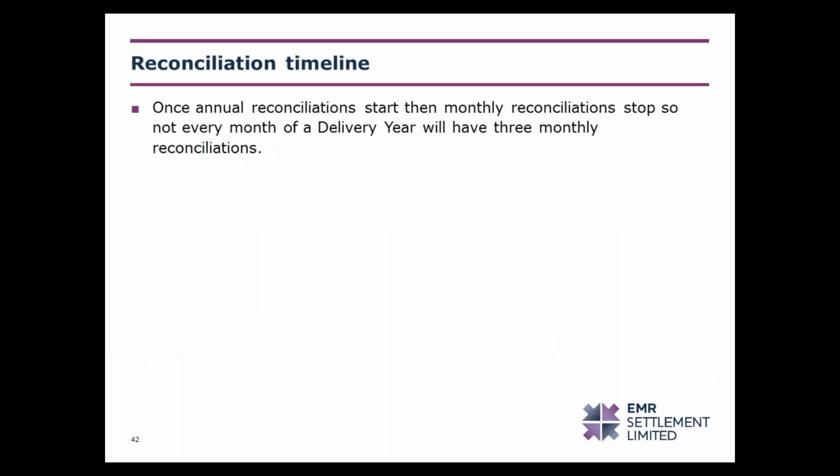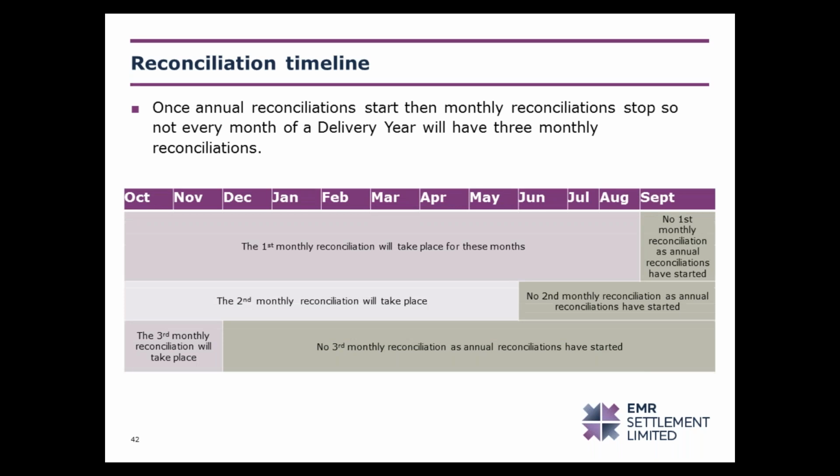One thing to note is that once annual reconciliations start, then monthly reconciliations stop. So not every month of the delivery year will have 3 monthly reconciliations. So we saw October there. That one does have 3, but let's have a look at this table, which shows you which ones do and which ones don't. So October and November will have 3 monthly reconciliations. So reading this table, look at the month, then look down.